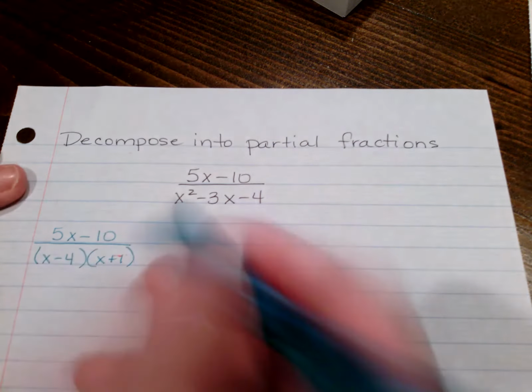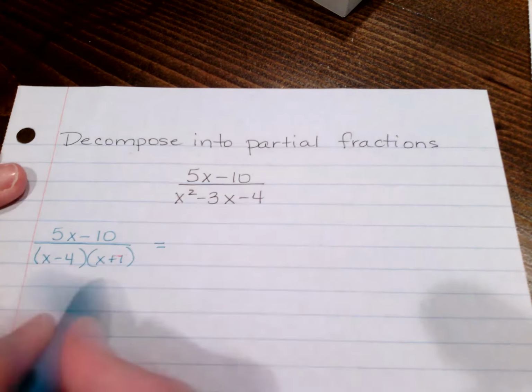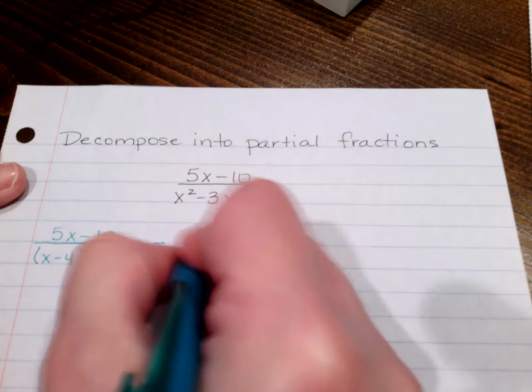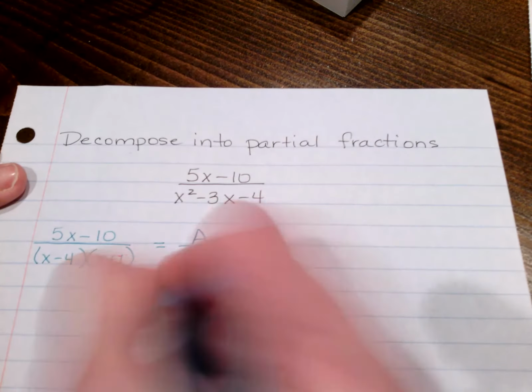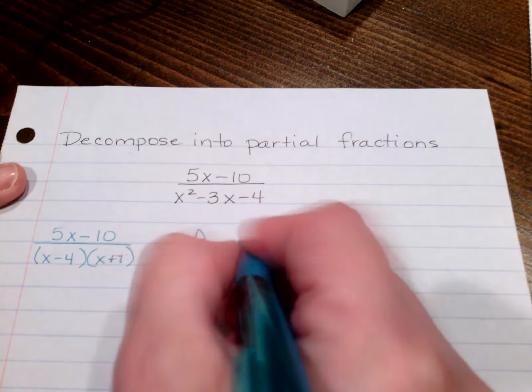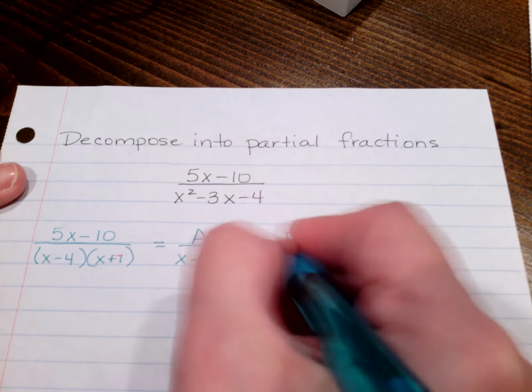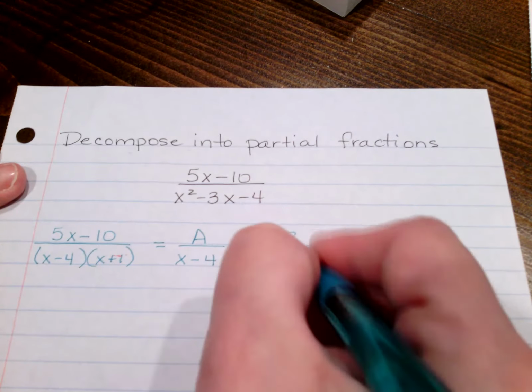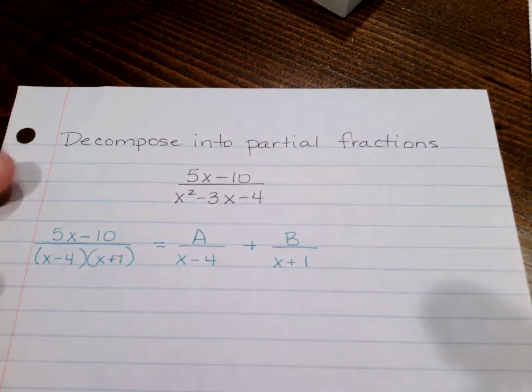What I know then is that these two factors in the denominator can be separated into two fractions. Now, A and B here are simply constants. They're numbers, but we have to figure out what those values for A and B are.